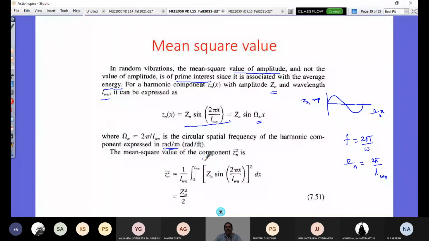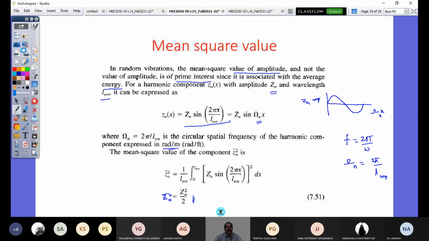So the mean square value of this component, I can easily get through this integral from 0 to wavelength, Zn and this function square dx, and that would result in Zn squared by 2, which is the mean square value of my function Zn bar. The bar refers to mean value, and square refers to mean square value. So the amplitude square of the nth component by 2 is the mean square value of my nth harmonic component of my random road profile.